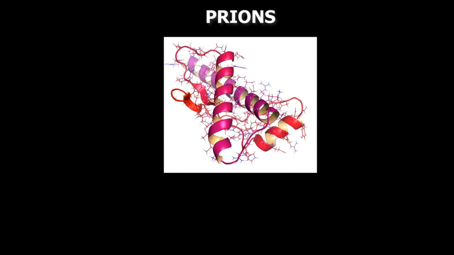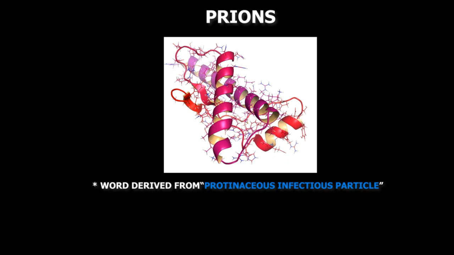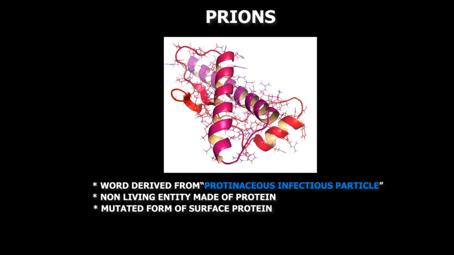Let's first learn about prions. The word prion is derived from proteinaceous infectious particle. Unlike microorganism, prion is a non-living entity and a type of protein. It is a mutated form of surface protein of cell. It has neither DNA nor RNA to transmit infection.